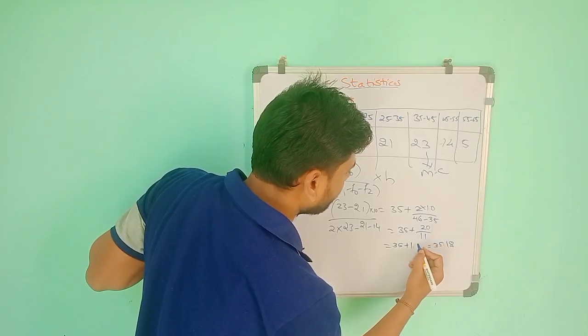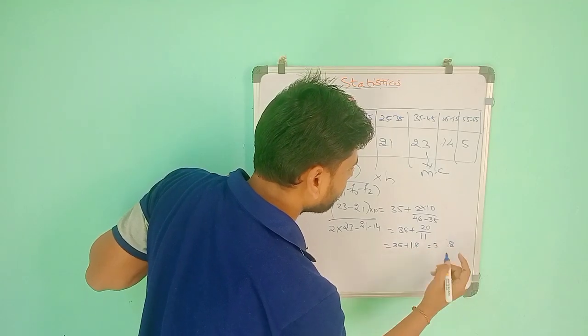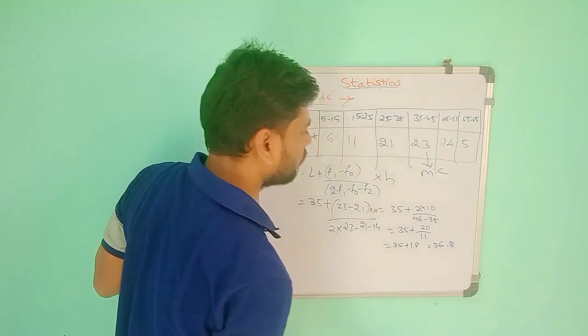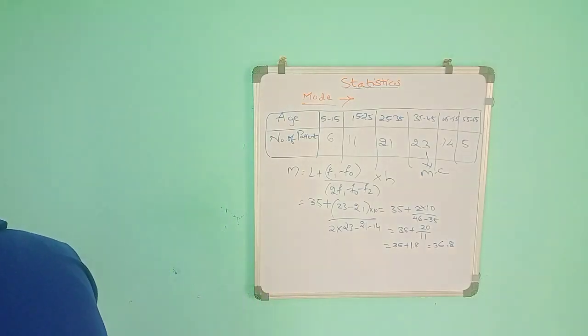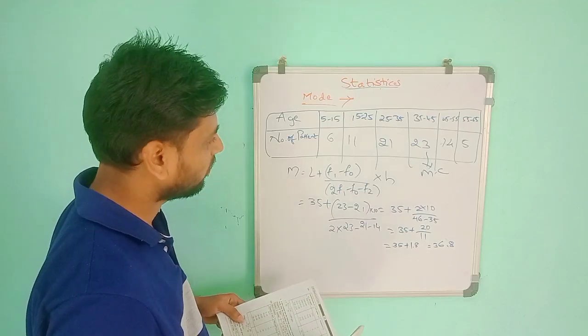Then 11 is 90. So 11 8s are... So 35 plus 1.8 will be 36.8. So you got the answer 36.8. 36.8 is the correct answer.